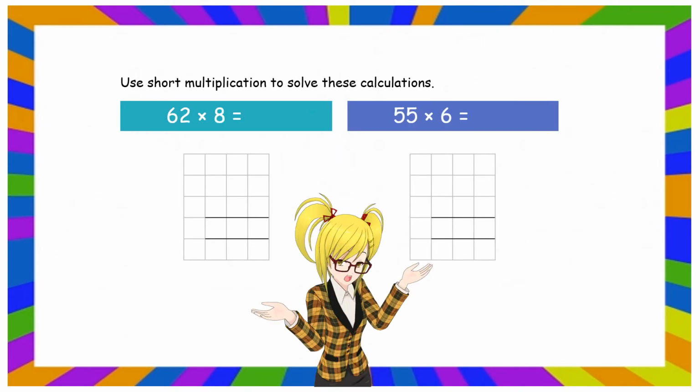Now this is one for you to have a go. We've been asked to use short multiplication to solve these calculations. 62 multiply 8, 55 multiply 6. Pause the video and have a go. Remember, first arrange your numbers based on the ones and the tens, because we have only two numbers in each group. So this is the ones, this is the tens, this is the ones, this is the tens. So go ahead, pause the video and have a go.